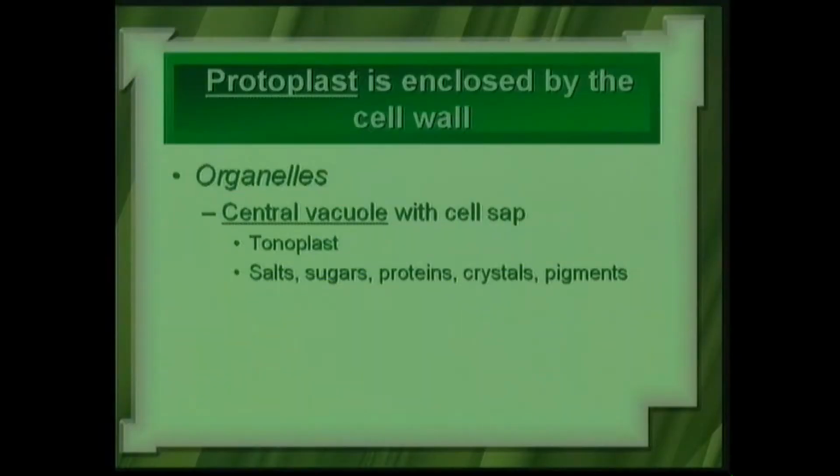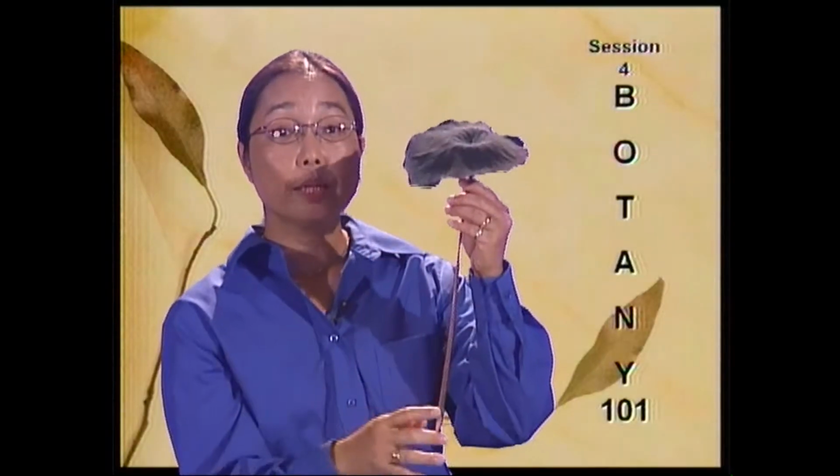So we have the tonoplast, and then within the vacuole, you'll have different kinds of substances such as salts, sugars, all in solution in that cell sap solution, proteins in there. You'll also have crystals, as well as pigments. One of the plants that we talked about a little bit before, which is a very important plant, is called kalo, also known as taro.